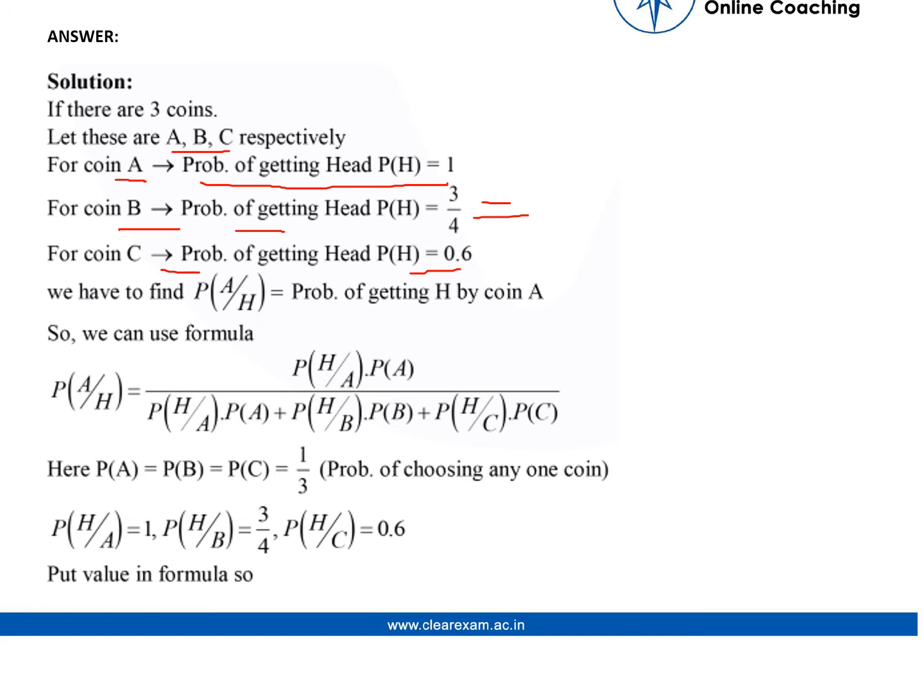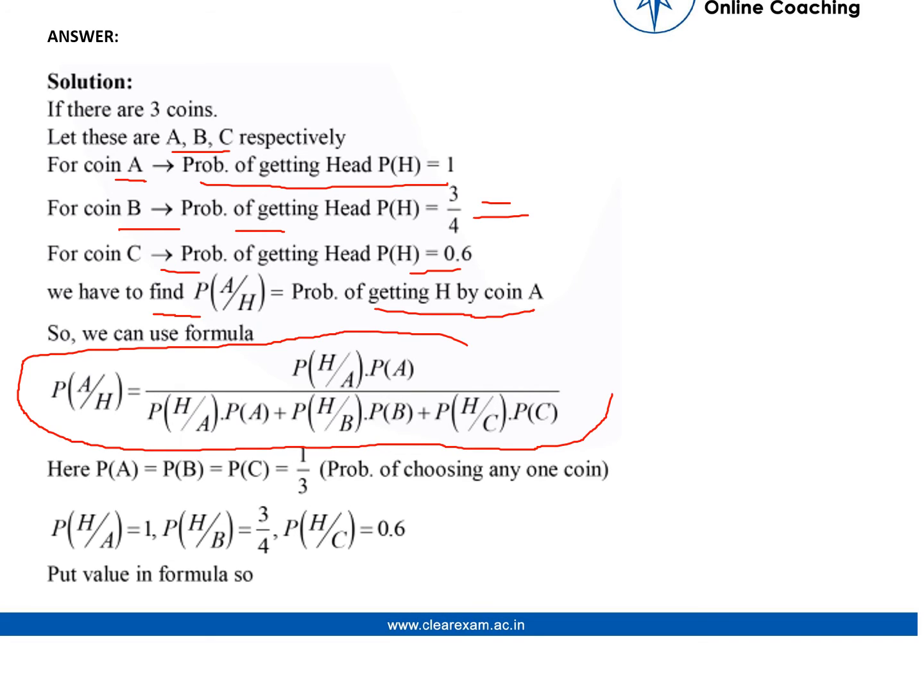So we have to find the probability P(A|H), that is the probability of getting head by coin A. We can use the formula P(A|H) is equal to P(H|A) into P(A) upon P(H|A) into P(A) plus P(H|B) into P(B) plus P(H|C) into P(C), where P(A) is equal to P(B) is equal to P(C) is equal to 1 by 3, which is the probability of choosing any one coin.